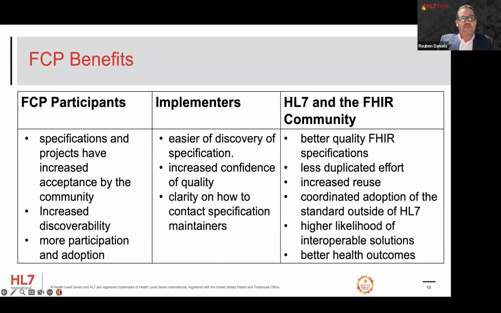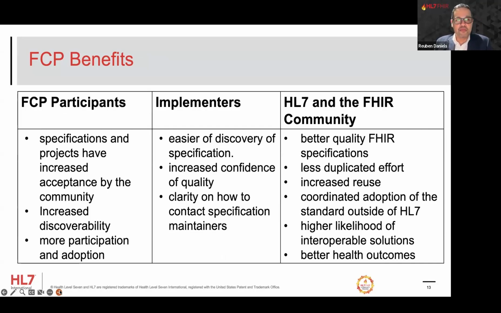All right, so on to benefits now. These are some of the key benefits we see through the FCP, and we'll start with participants themselves. If you're a participant, the key benefits we see for you would be that your specifications and projects will have increased acceptance by the community. They'll be increasingly more discoverable and will attract more participation and adoption.